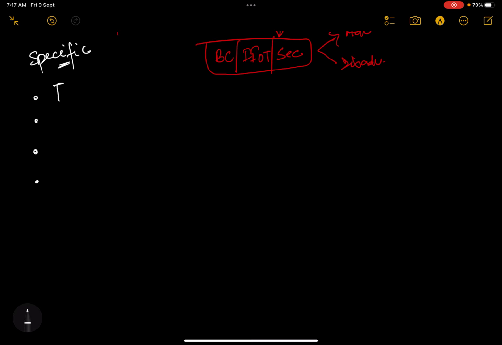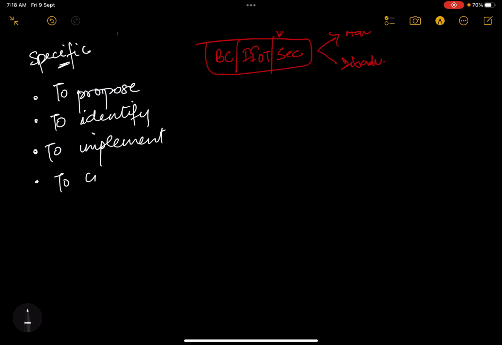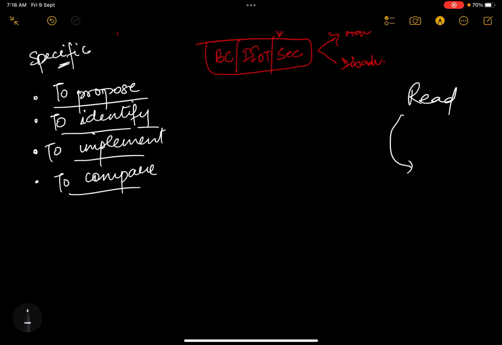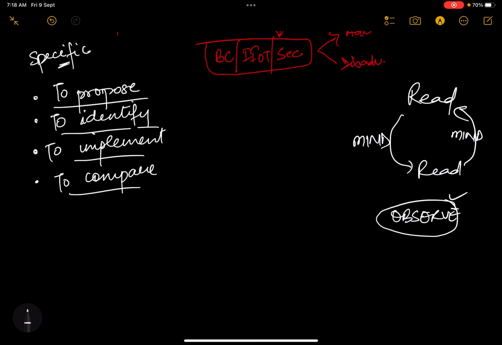And these contributions are always going to start with action verbs, right? To propose, to identify, to implement, to compare, to survey, to review, such kind of things. So action verbs have to be there, and this you will realize when you do exhaustive reading, when you're going to read and read and read, and definitely use your own mind and observe as much as you can, right? Because there is no other way.